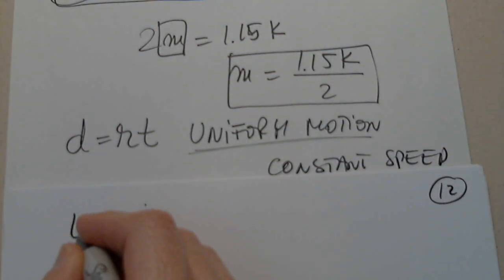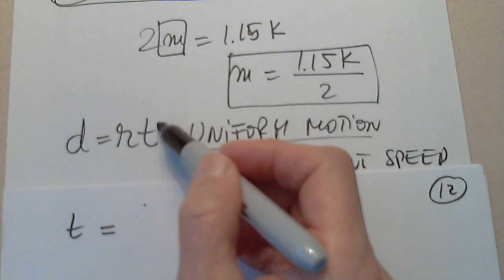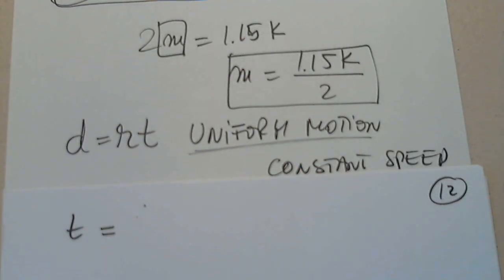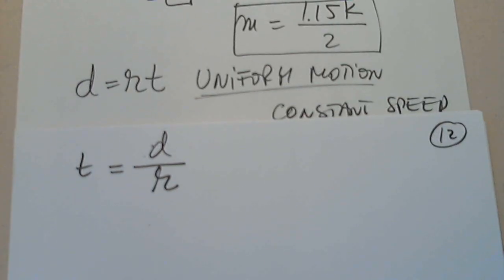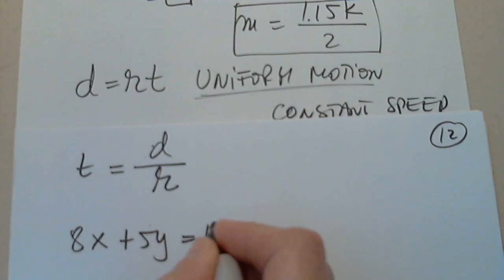They're asking us to solve for t. Can anyone give us t? From this formula, we're asked to solve for time. Distance equals rate times time. They want us to find t. How much is t from here? Distance divided by rate. Very good, excellent. We are dividing both sides by the speed or the rate. Excellent. One more. 8x plus 5y equals 15.